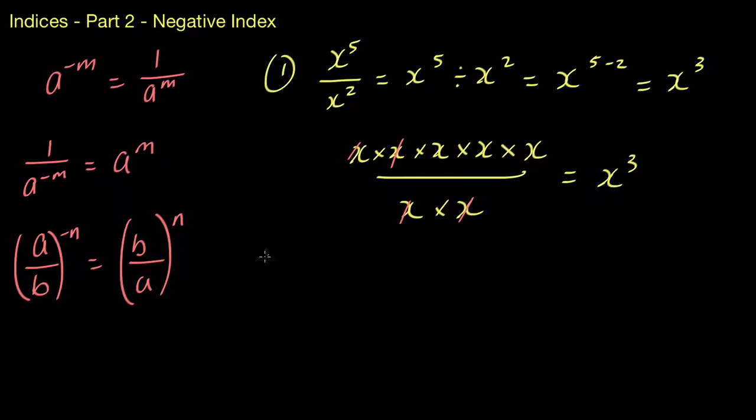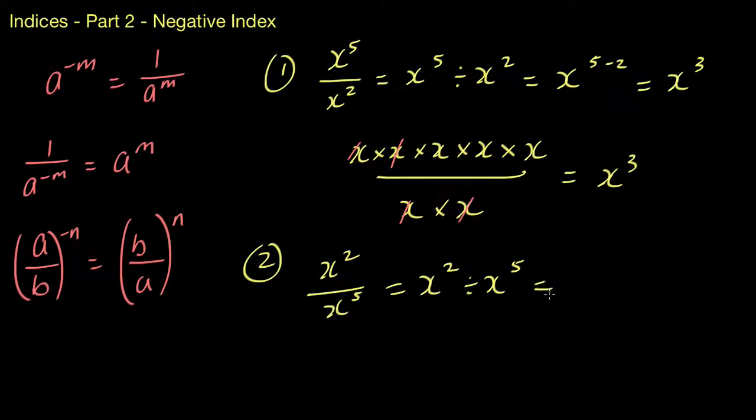Now, second example will show you how the negative index works. If, for example, I was to write x squared over x to the power of 5 instead, well, that's simply going to be x squared divided by x to the power of 5. And we could rewrite that in a similar way that we wrote it in that first example where we had 5 take away 2. Well, in this case, it's going to be 2 take away 5. And we know that 2 take away 5 is going to give you x to the power of minus 3.